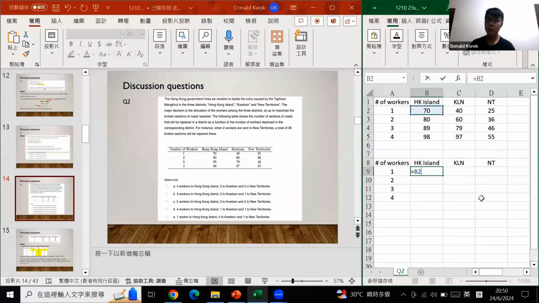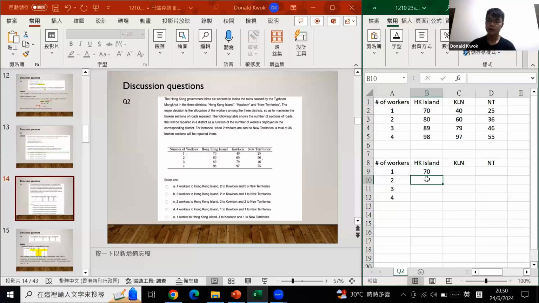Because when there are 0 workers in Hong Kong Island, then 0 broken sessions can be repaired. But if you allocate the first worker to Hong Kong Island, it can repair 70 broken sessions. This shows that 70 additional broken sessions can be repaired, right? From 0 to 70.